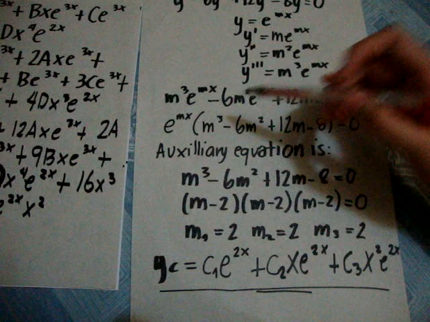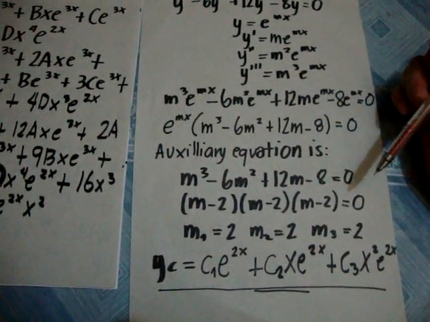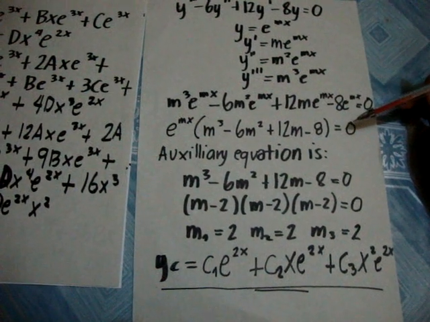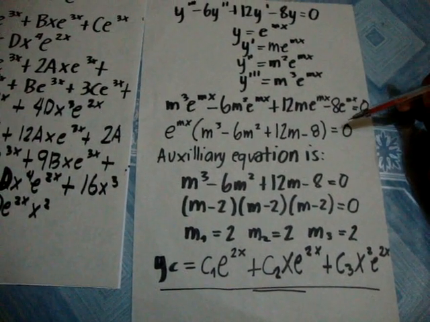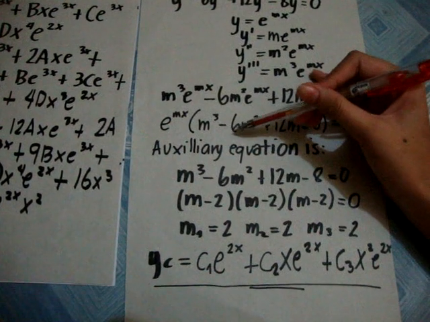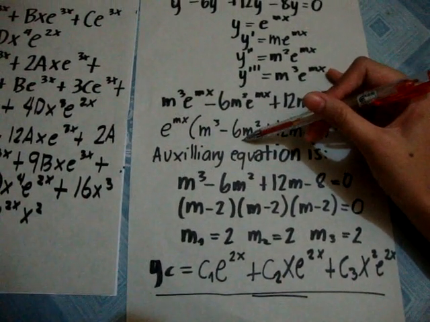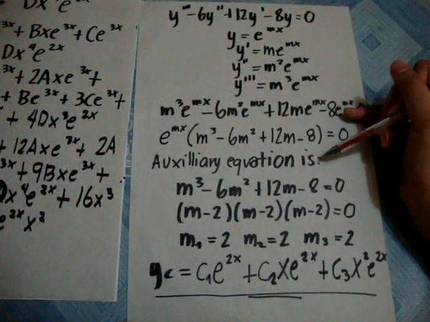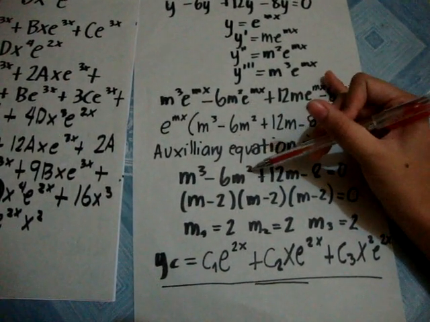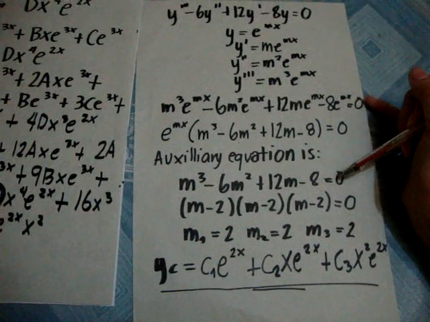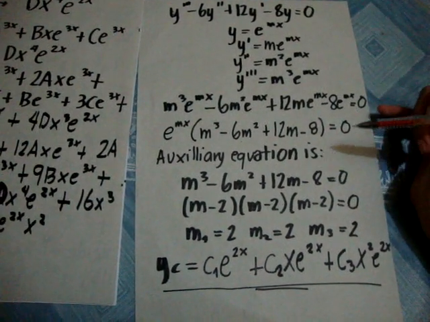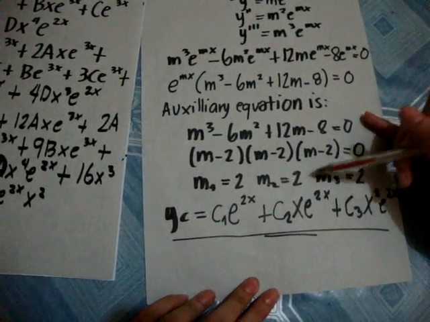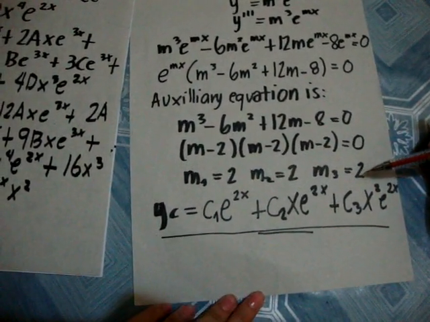E raised to mx is not equal to 0 for all x. It is apparent that the only way y is equal to e raised to mx can satisfy the differential equation is when m is chosen as the roots of the auxiliary equation. The auxiliary equation is m cubed minus 6m squared plus 12m minus 8 is equal to 0. And the roots are m1 is equal to 2, m2 is equal to 2, and m3 is equal to 2.